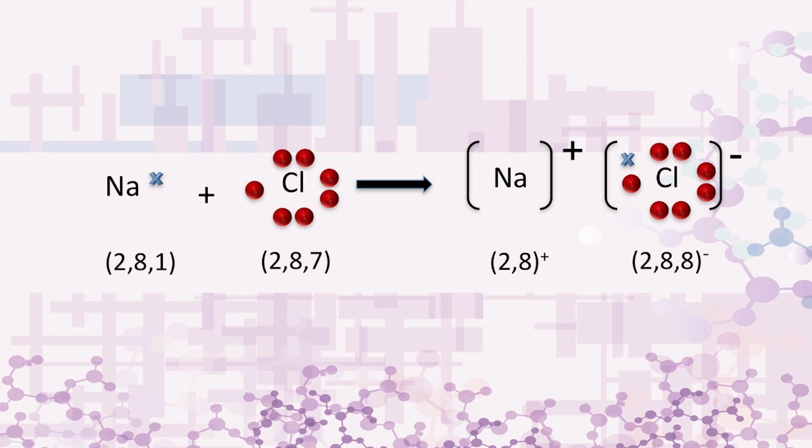Sodium and chlorine making sodium chloride. When we draw dot and cross diagrams, we only need to include the outer electron shells because the inner electron shells don't take part in the reactions. The outer electron for sodium is located in the third energy shell, and we're going to represent this as a cross. The 7 outer electrons in chlorine are located in the third energy shell, and these are represented as dots.